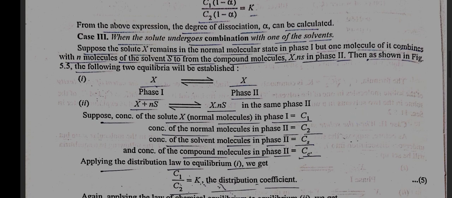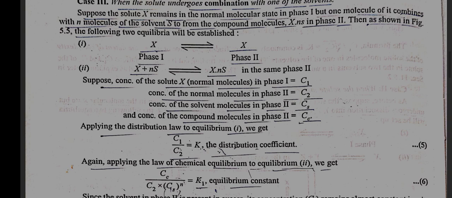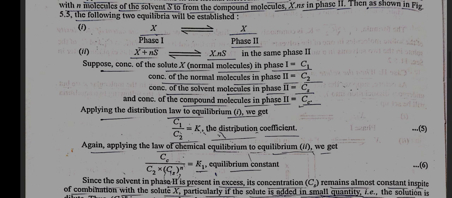Case third, when the solute undergoes combination with one of the solvents. Suppose the solute X remains in the normal molecular state in phase 1, but one molecule of it combines with n molecules of the solvent S to form the compound molecules XnS in phase 2. Then, as shown in the figure, the following two equilibria will be established. X in phase 1 tends to X in phase 2, X plus nS tends to XnS in phase 2.